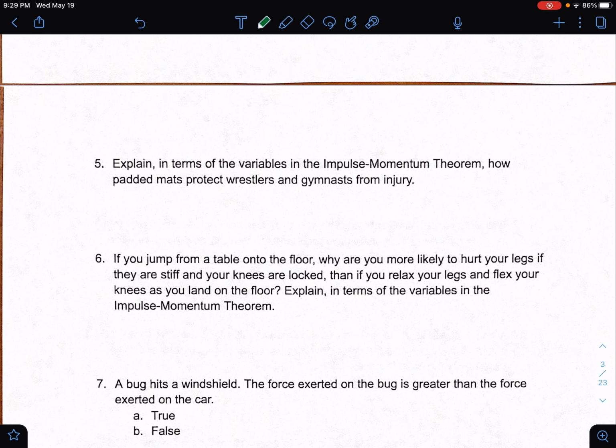Number 5, explain in terms of variables in the impulse momentum theorem how padded mats protect wrestlers and gymnasts from injury. So I'm just going to kind of explain this out. I will write out the equation for impulse. J equals F times T. J is basically your change in momentum, which is you stopping. So whether you hit pads or a floor, you're always going to stop. So J is never going to change. But what happens is when you hit the pad, it increases your time to stop. And if J doesn't change, that means force has to go down. So when you increase the time to stop, you decrease the force.